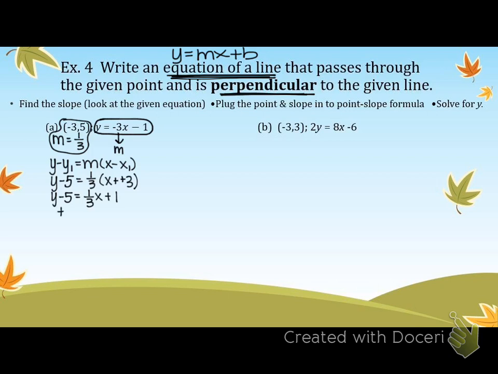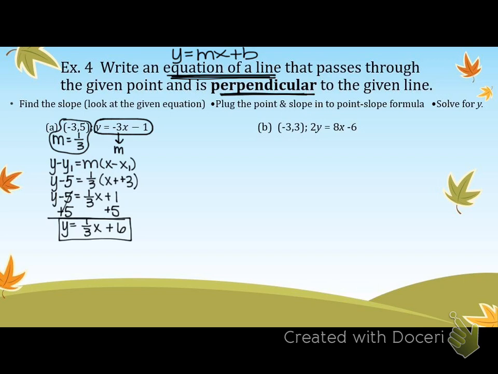Everybody, anybody? We add 5 to both sides. Again, add only to the like term. So y equals 1/3 x plus 6. So if we graphed their line and our line, they would be perpendicular to each other.